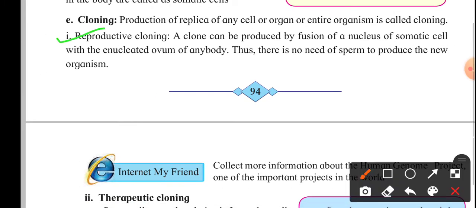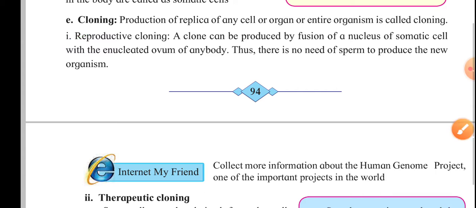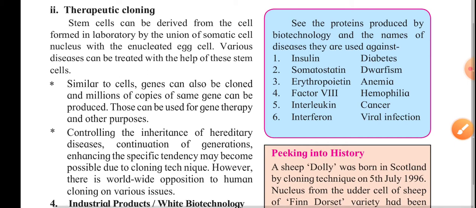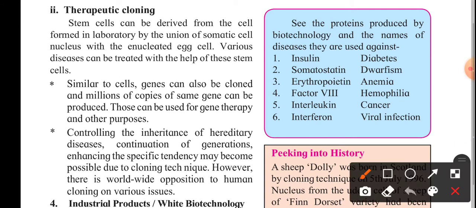Reproductive cloning: a clone can be produced by fusion of the nucleus of a somatic cell with the enucleated ovum of an animal. Thus, there is no need of a sperm to produce the new organism. Next is therapeutic cloning. Stem cells can be derived from the cell formed in the laboratory by the union of a somatic cell's nucleus with the enucleated egg cell. Various diseases can be treated with the help of these stem cells.